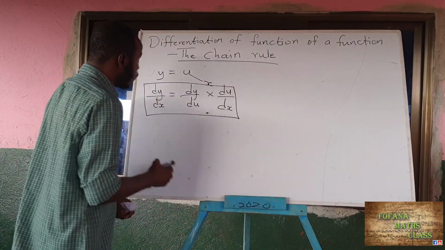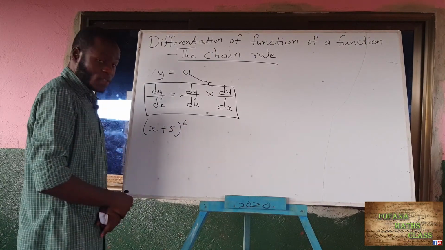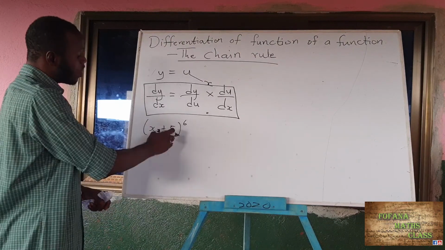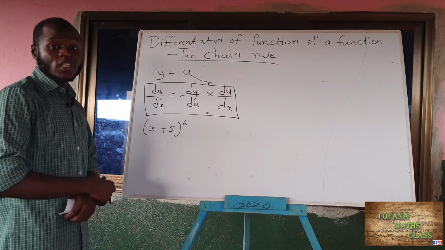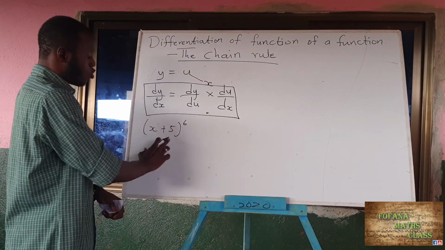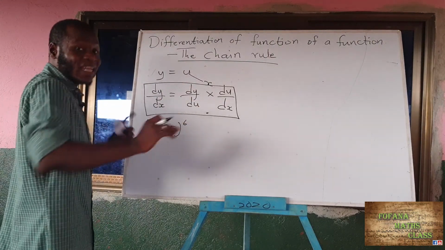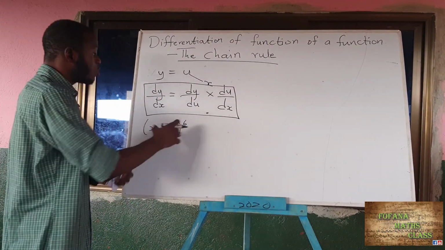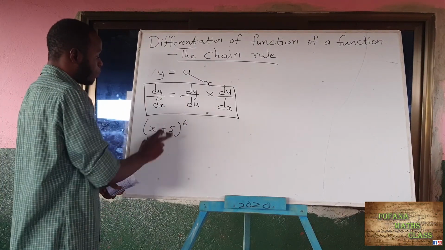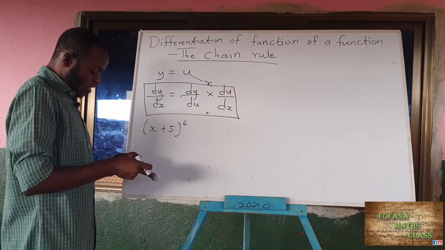An example is a function like (x + 5) to the power 6. This particular function will be difficult for you to differentiate. Why? Because it will lead you to tedious multiplications. Before you can differentiate it, you will have to multiply it by itself 6 times and expand the bracket 6 different times. So you can imagine how tedious this would be. When we are dealing with a function of this nature, we use the chain rule to find the derivative.